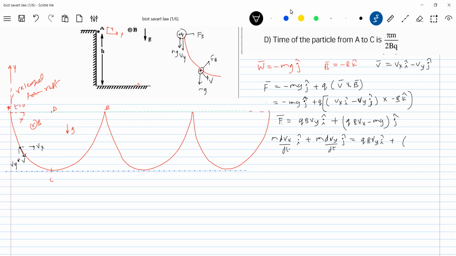It's just mathematics, no concept, nothing. So you should just carry on with the mathematics. Equate the coefficients of i cap. So this will be m dVx by dt equal to qB Vy. Call it equation 1. Similarly, m dVy by dt is equal to qB Vx minus mg. Call it equation 2.